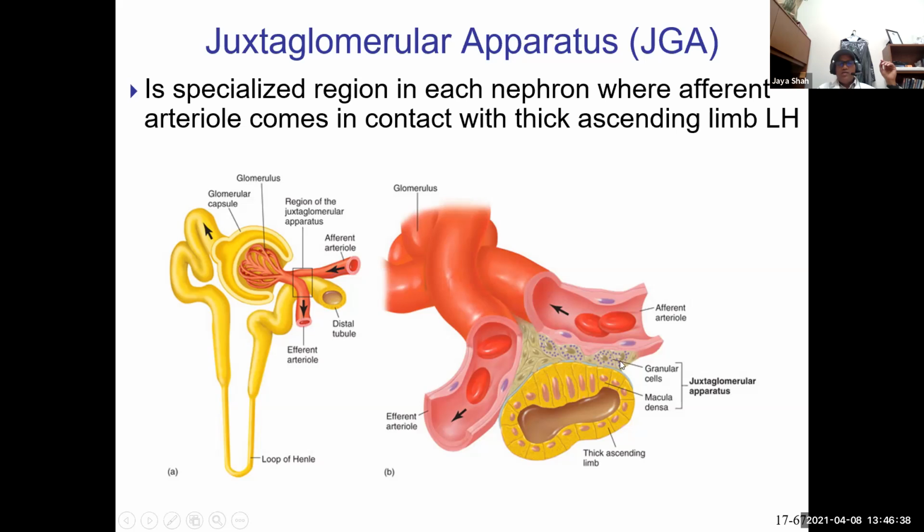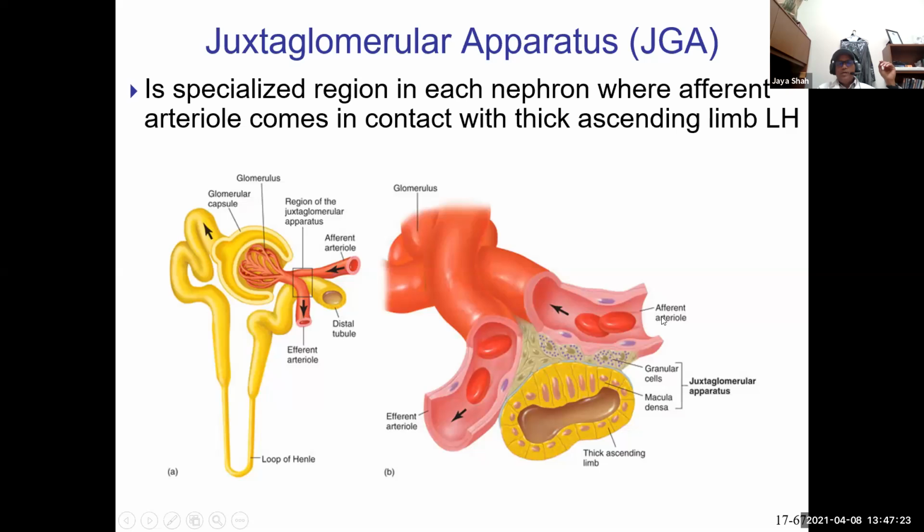And these cells are called granular cells. So in between them, there are some cells. They are granular cells. Similarly, in the thick ascending limb wall, these cells also modify and they become macula densa. This macula densa senses how much sodium is coming here. This granular cell detects what is the pressure or what is the flow or volume of blood in the afferent arteriole.